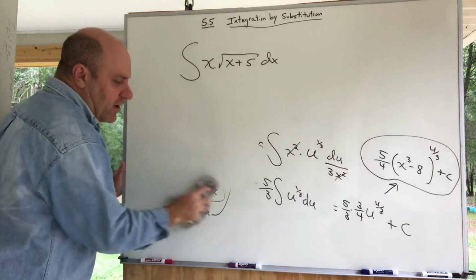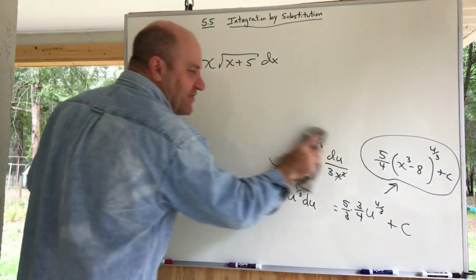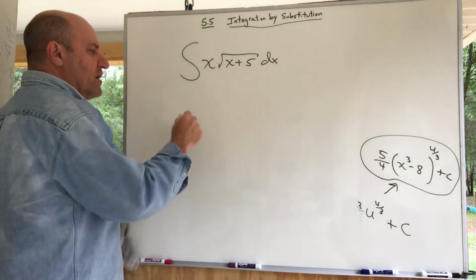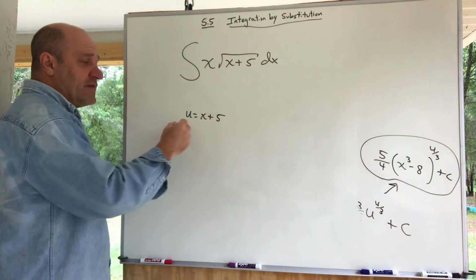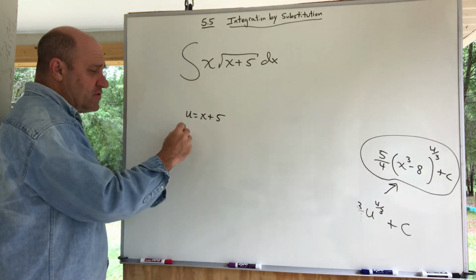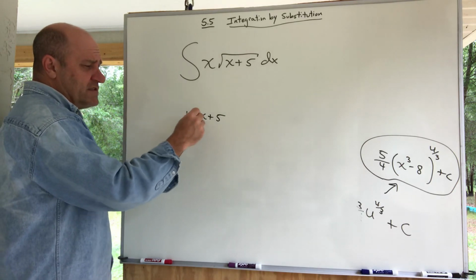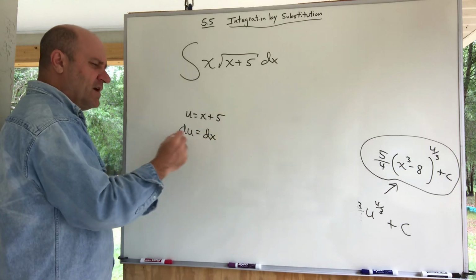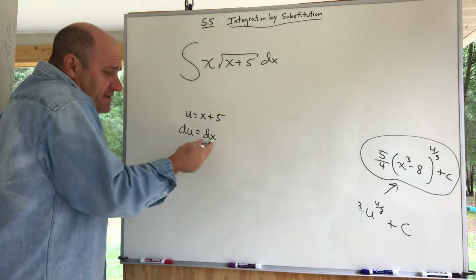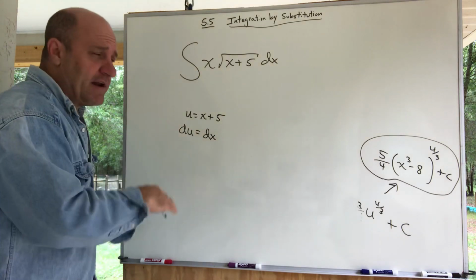I think I want to let u equal what's inside the radical. So I want to let u equal the x plus 5. All right, let's take a derivative and find out what du is. Du is the derivative of the u. What's the derivative of this x? It's just a 1 dx. All right, so that's nice. I mean, it doesn't spit out a 1/3 or anything crazy.